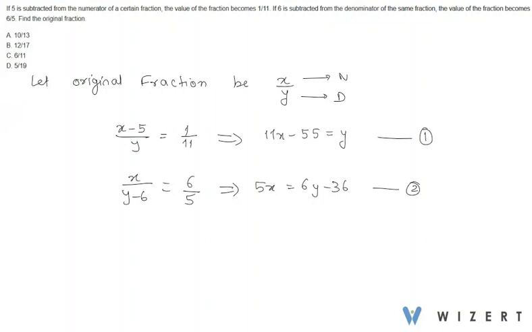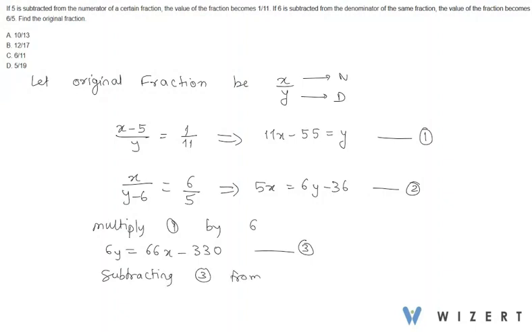So in order to do that, let's multiply equation 1 by 6. What we get? We get 6y equal to 66x minus 6 5s are 30, 6 5s are 30 plus 3 is 33, so 330. This is equation 3. Now we can simply subtract equation 3 from equation 2, not 1.